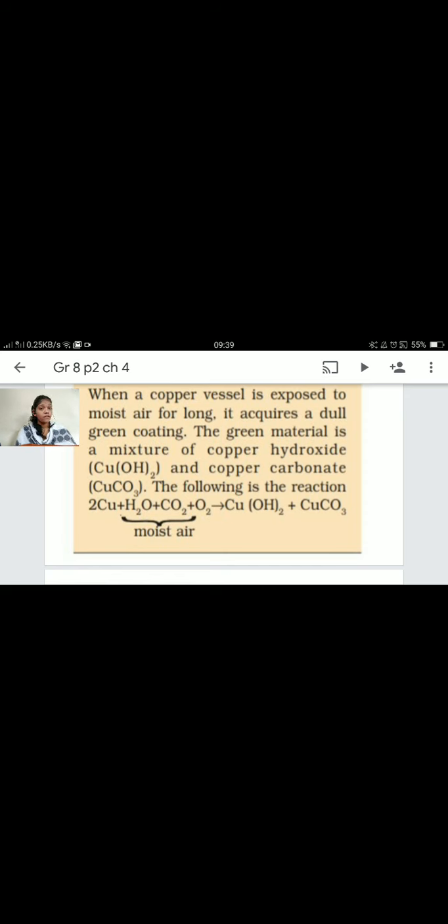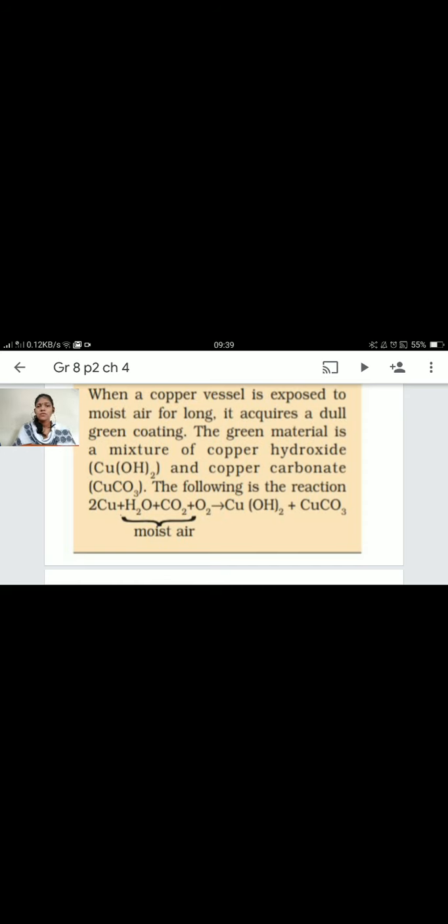Cu is a symbol for your copper. This also you have to remember. OH twice, that is your hydroxide group, and CO3 means your carbonate group. So the green color layer deposition is due to which two compounds? Copper hydroxide and copper carbonate. This also you have to remember.